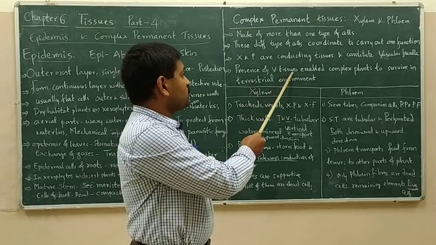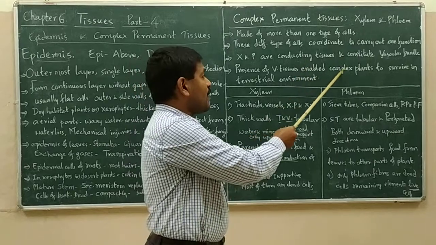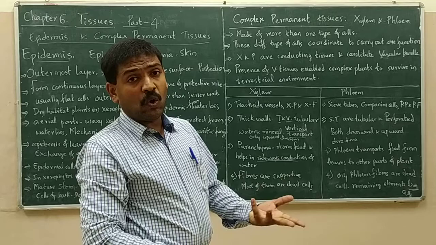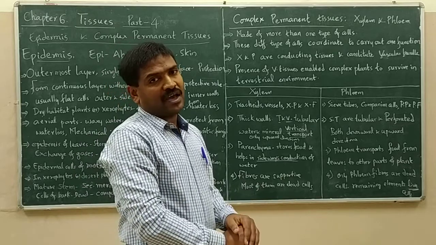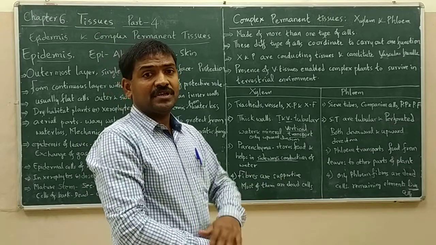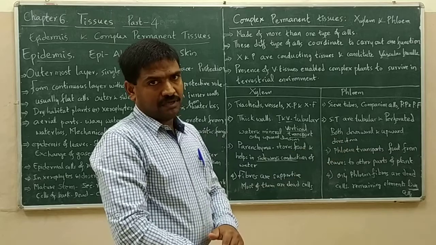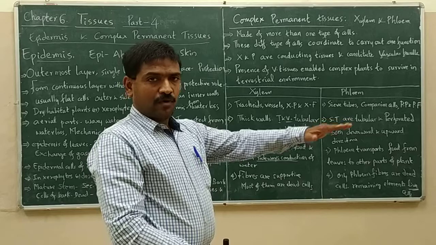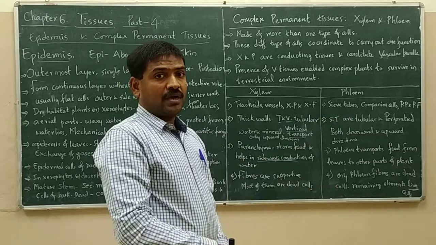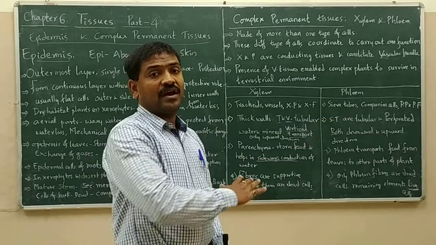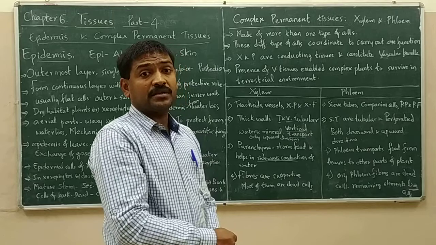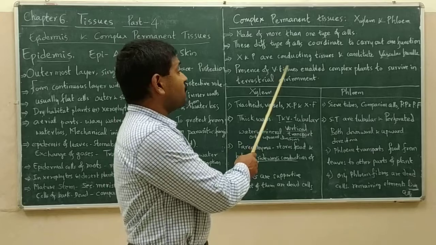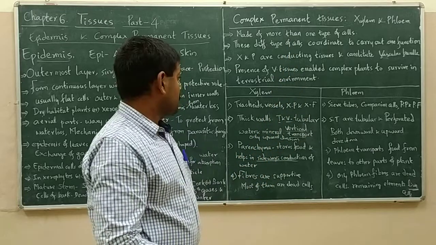The presence of vascular tissues enabled complex plants to successfully survive or grow in terrestrial environments. Terrestrial means complete land environments, not in water. Above the water level, above the sea level, on the ground, the complex plants grow successfully because of the presence of vascular tissues, right?